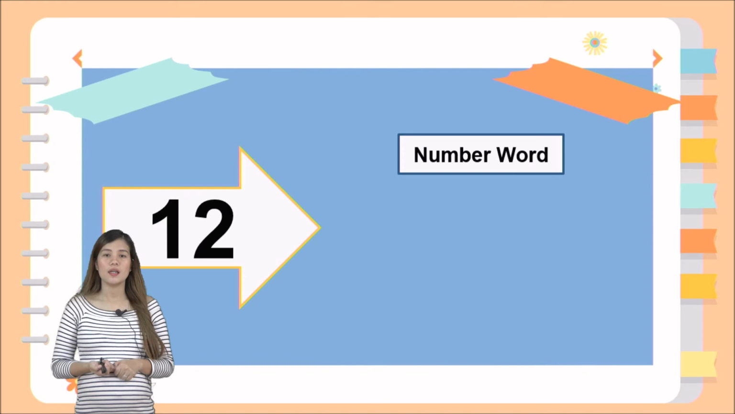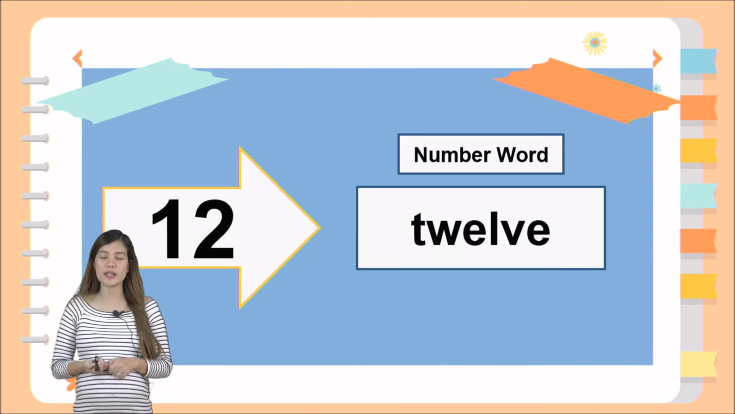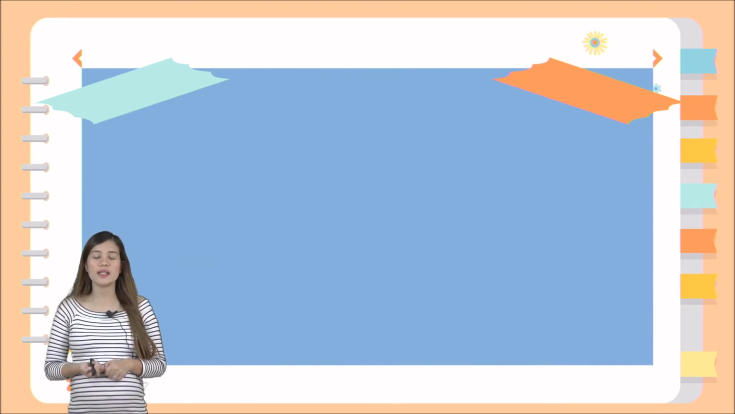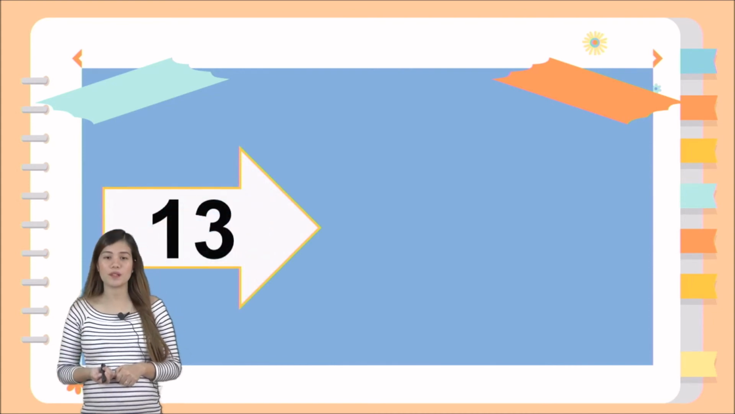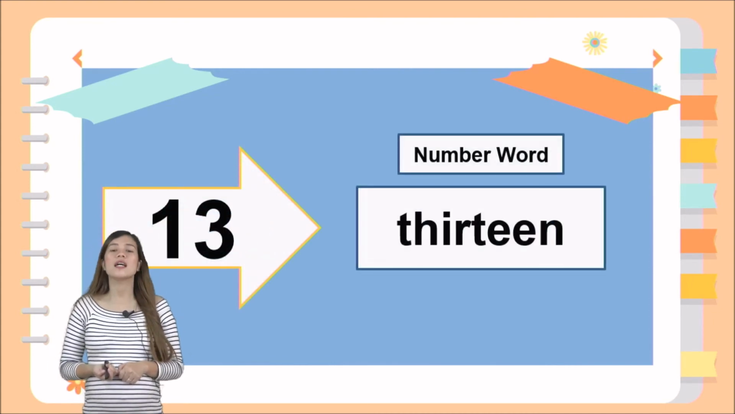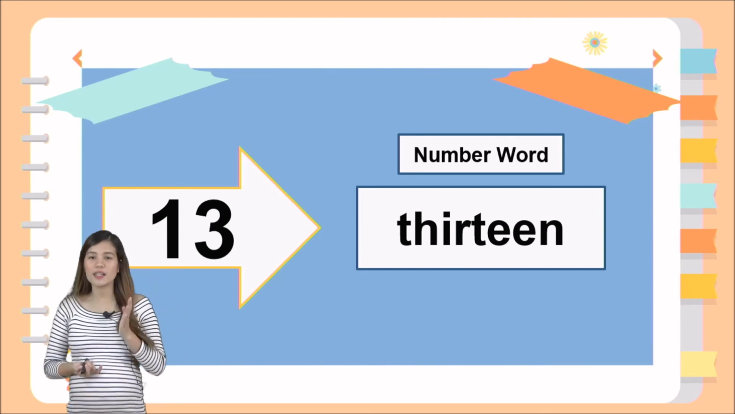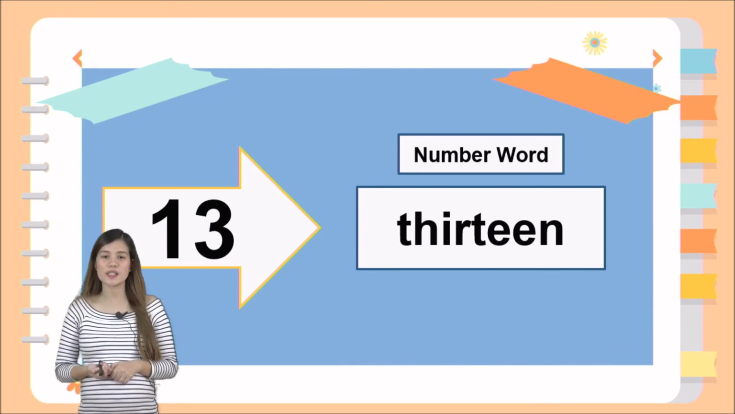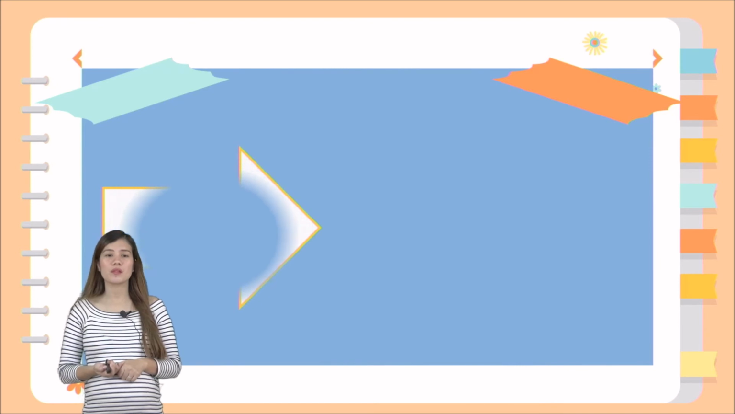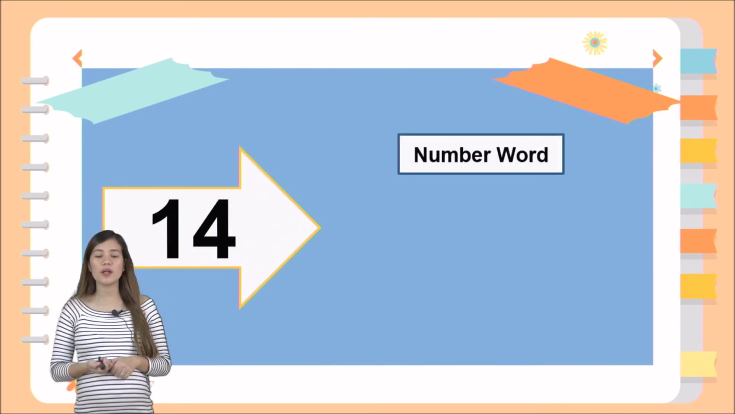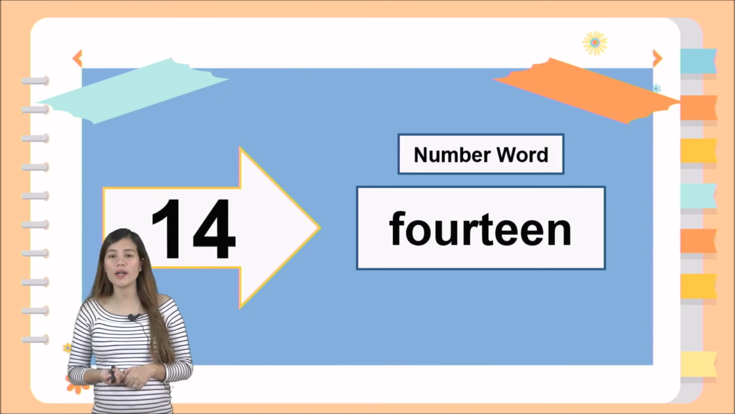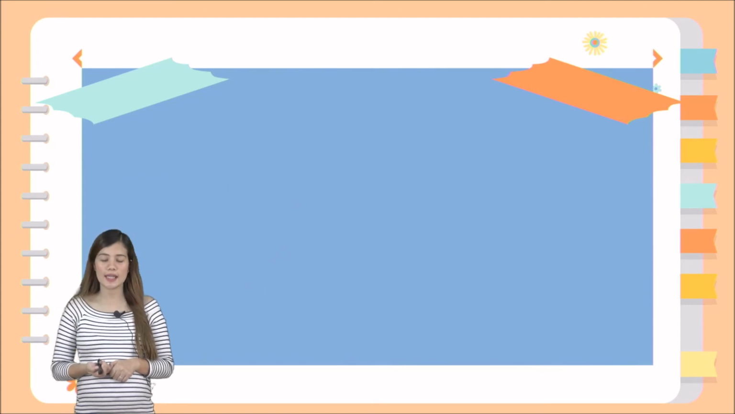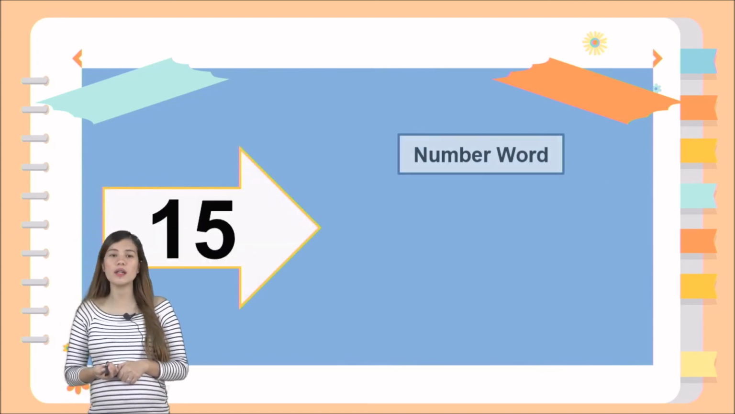And the number word is T-W-E-L-V-E. 12. Again, T-W-E-L-V-E. And then the next one, we have number 13. And the number word is T-H-I-R-T-E-E-N. 13. The next one, we have number 14. The word is F-O-U-R-T-E-E-N. And then the next one, after 14, we have number 15.